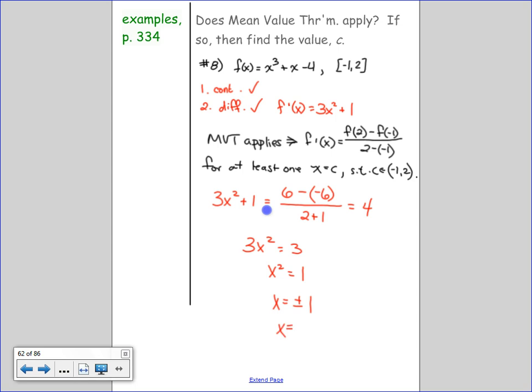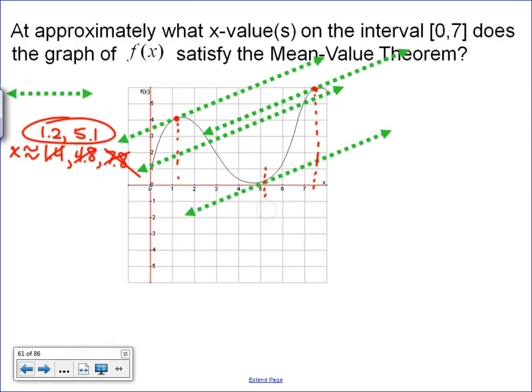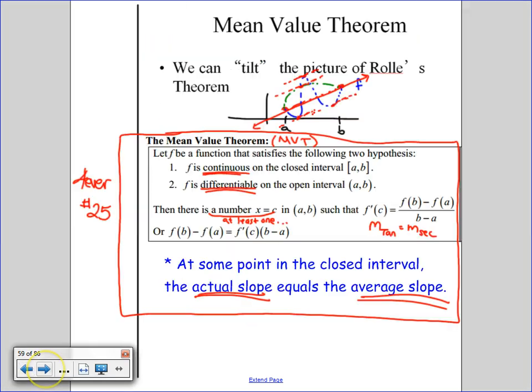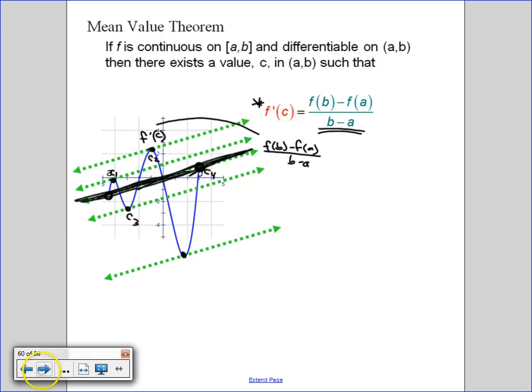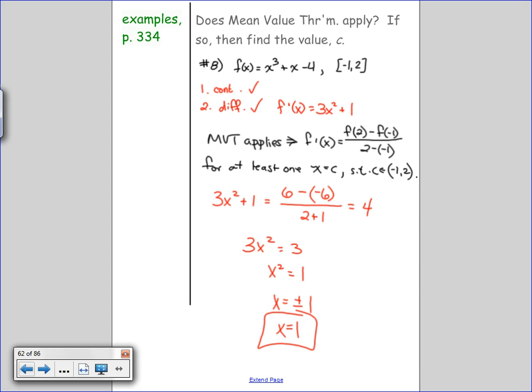Because MVT says for some c within the open interval, -1 to 2. -1 is technically not included in that. They were just looking for positive 1, if you were being technical. Well, -1 is an endpoint, and so technically you're right. Both of these x's are where the derivative equals 4. But if I'm looking for the c's that satisfy the mean value theorem, I can only choose the c's in the open interval. I don't choose endpoints. It's kind of like if you have a question, they say, find all the ones on.